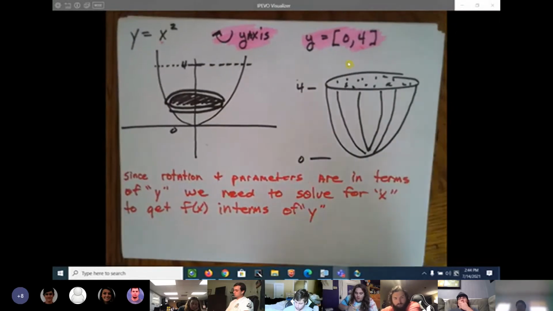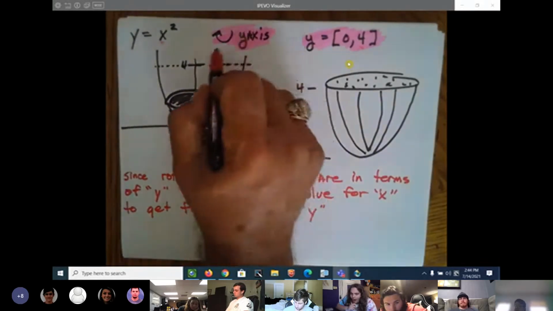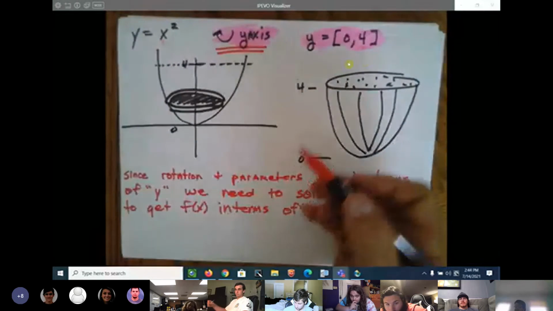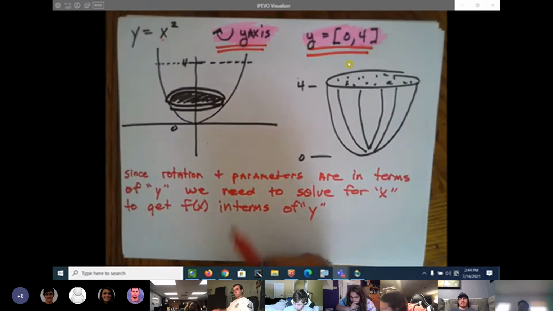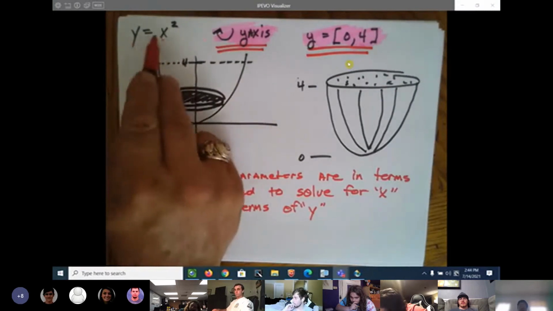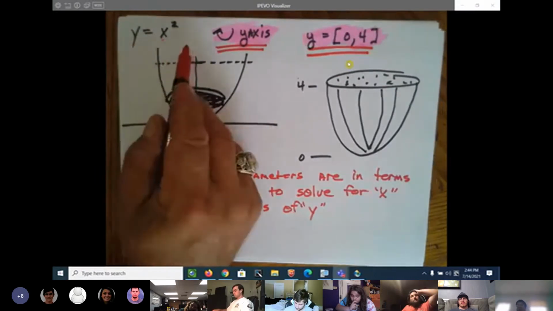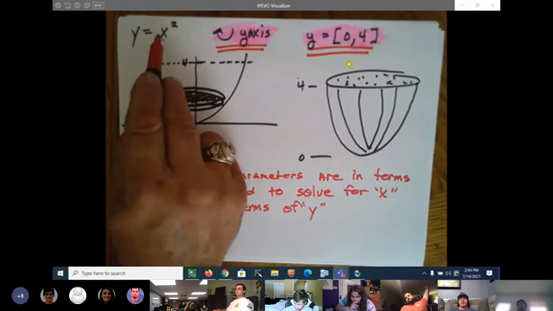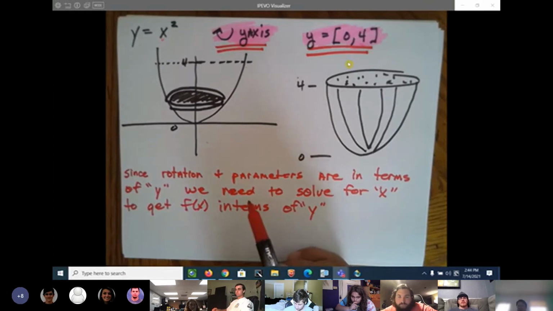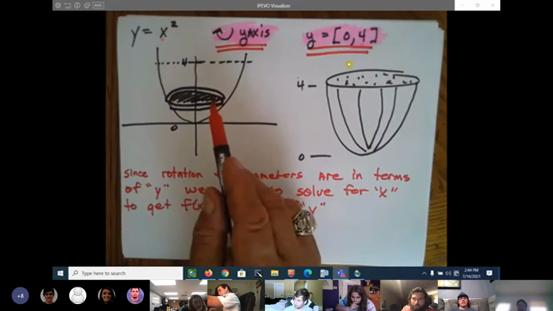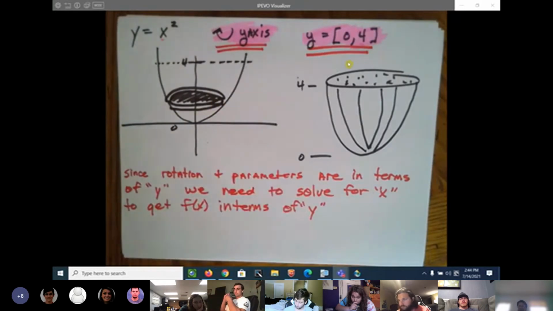Now, why did I write that in red? Because when you're rotating around the y-axis and you have parameters in terms of y, then you've got to change this to a function in terms of y. A lot of people think solving for y is in terms of y. No, it's not. Solving for y is getting y by itself. Putting the function in terms of y means to get the function in terms of y. So that means I've got to solve for x.